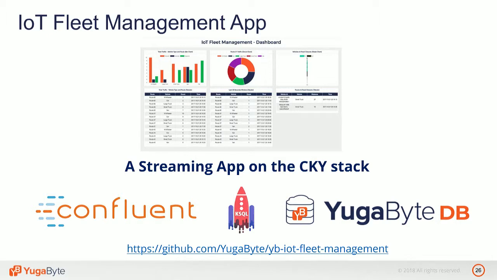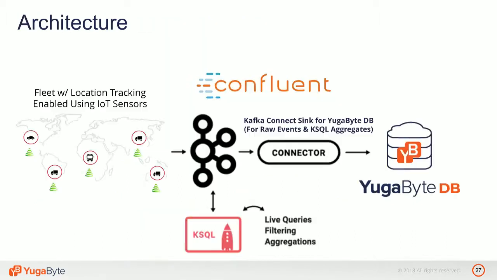Architecturally, this is what it looks like. The fleet is just moving around the globe. The location tracking enabled IoT sensors are emitting those streams of events into a Kafka cluster. We're constantly analyzing that information using Kafka SQL. This analyzed information, as well as the raw information, is stored inside YugaByte DB. And we have a Spring Boot application, which is the UI, to serve all this data back to our B2B customers.